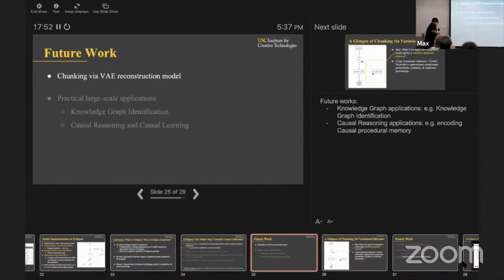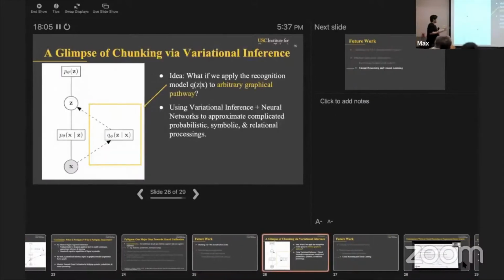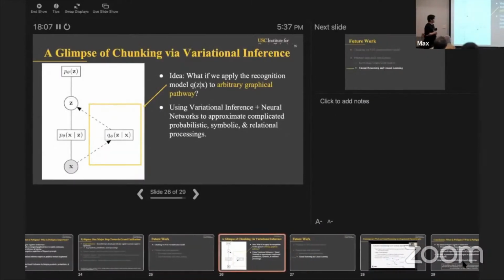Yes, so let me briefly talk about the future work that we are going to do. This is still an ongoing project. One thing is that we'll attempt to resolve trunking with these enhanced capabilities. Why that may work is one important observation here: in this VAE formulation, these sampling nodes may be applied to arbitrary graphical pathways to approximate the posterior distribution of any given predicates.